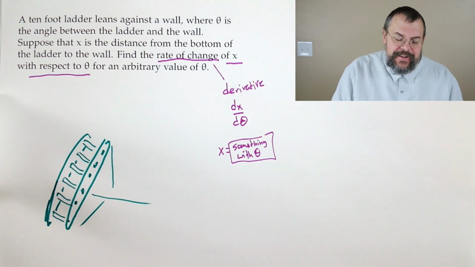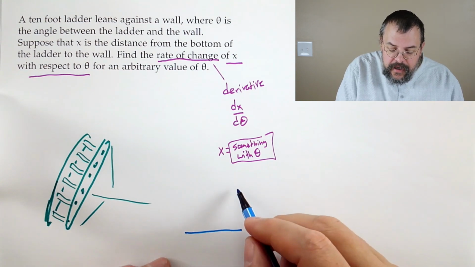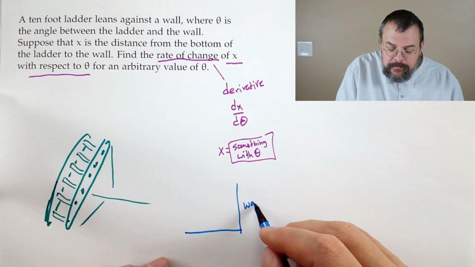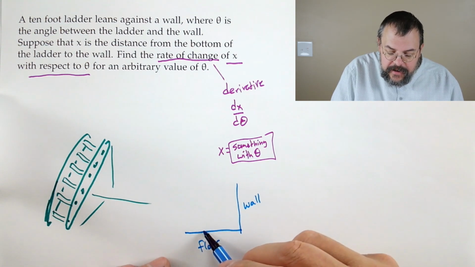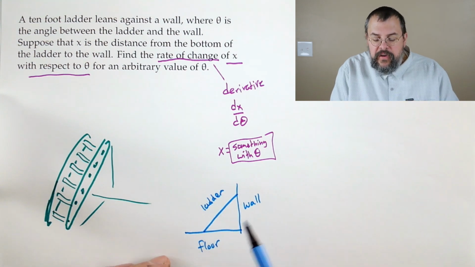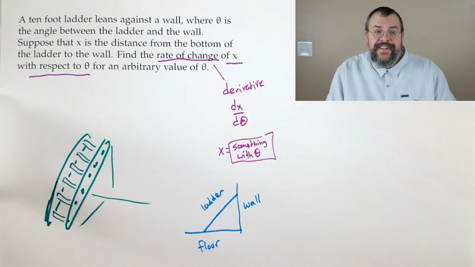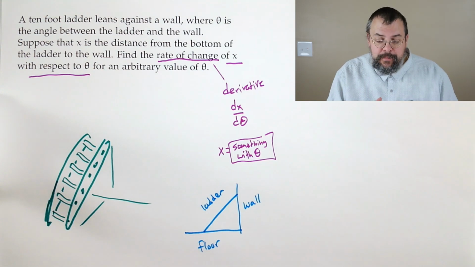So instead of having something complicated, when we draw our pictures, we'll say, look, here's the wall. Here's the floor. Here's the ladder. So that's how we're going to draw our pictures. We're going to make them very, very simple. And now we can really get the full flavor of what's happening. We start figuring things out.